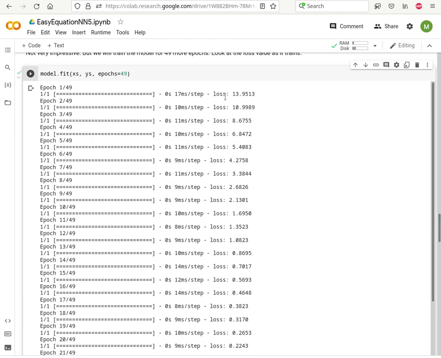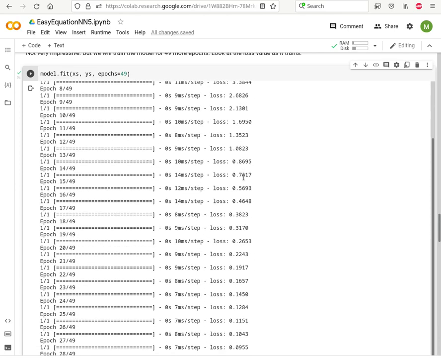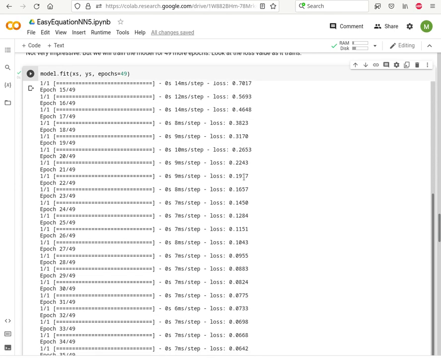Remember, after one epoch, the error was 17 or 18. This is now 1 of 49, meaning it's actually number 2 because we already did one earlier. And now it's 14. After the next epoch, the error is now 11. And now it goes down to 8.5. And we see the error slowly getting better.